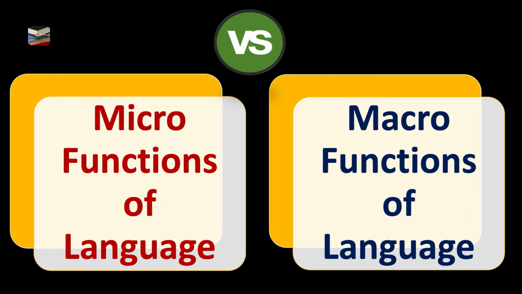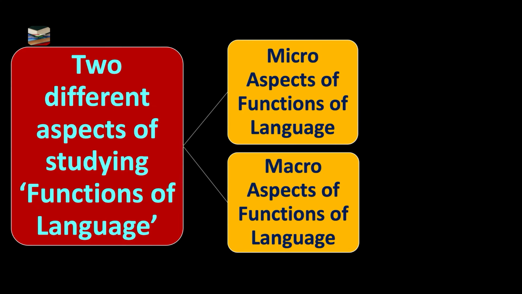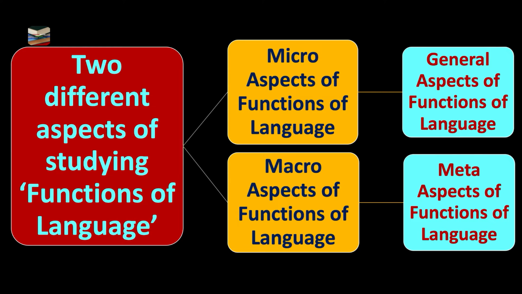Hello and welcome to the topic: what is the difference between micro functions of language and macro functions of language? Let's discuss this concept. There are two different aspects of studying functions of language. The first one is micro aspects of functions of language, and the second one is macro aspects of functions of language. Micro aspects of functions of language may also be known as general aspects of functions of language. Likewise, macro aspects of functions of language may also be known as meta aspects of functions of language.